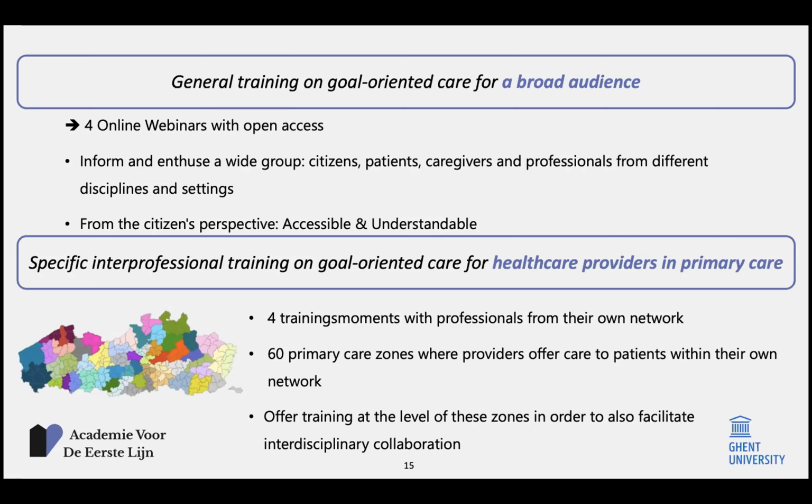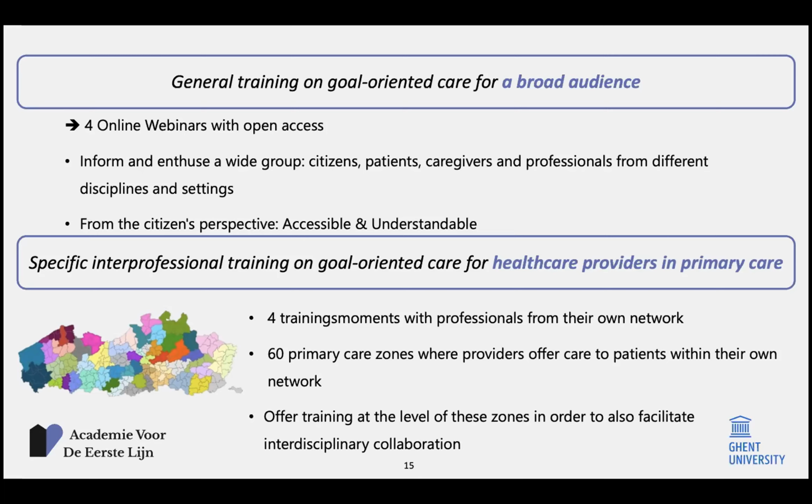And so at this moment, we are in the phase of doing the pilot of our training. In February, we will train the first group of care providers here in Ghent to learn from their experience. Later, we are planning to upscale this training to all primary care zones in Flanders. So here, I end my presentation on the implementation of goal-oriented care in Flanders.